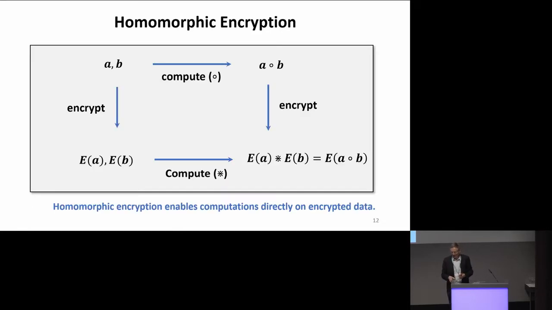So this is in a nutshell how homomorphic encryption works. You take two operands A and B, you can compute an operation on A and B and then encrypt, or you can go downwards from the two operands A and B, you encrypt A, encrypt B, and then you compute a combination of the two encryptions, and on the bottom right, the two values are essentially the same. Right? That's what it is in a nutshell. So this enables computations directly on encrypted data.